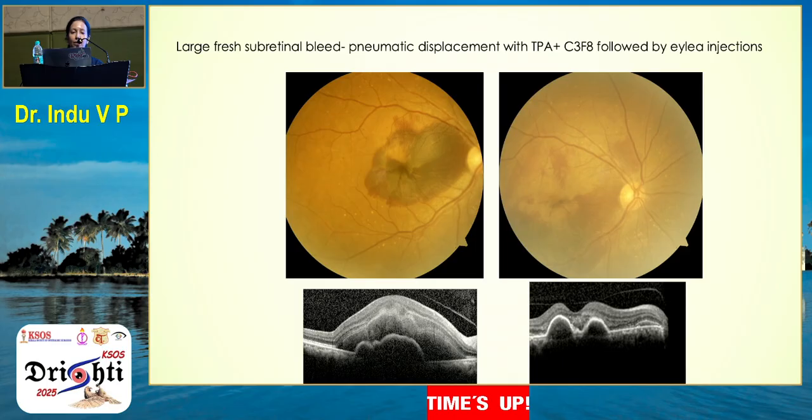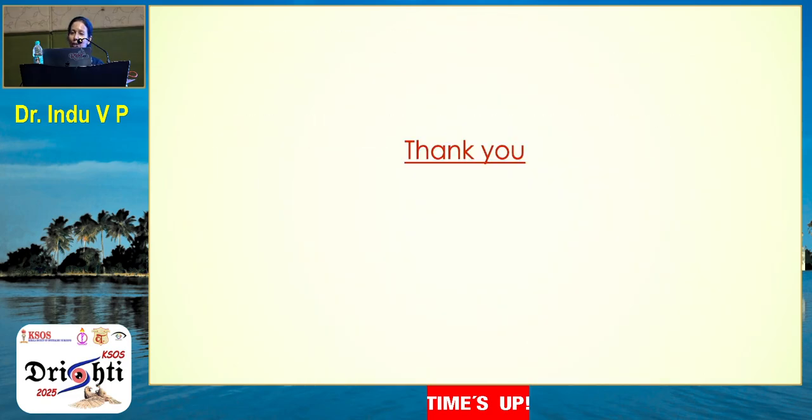This is an example of a subretinal bleed which has undergone pneumatic displacement with TPA, tissue plasminogen activator, followed by anti-VEGF injections, and you can see the significant improvement in the OCT. Thank you.